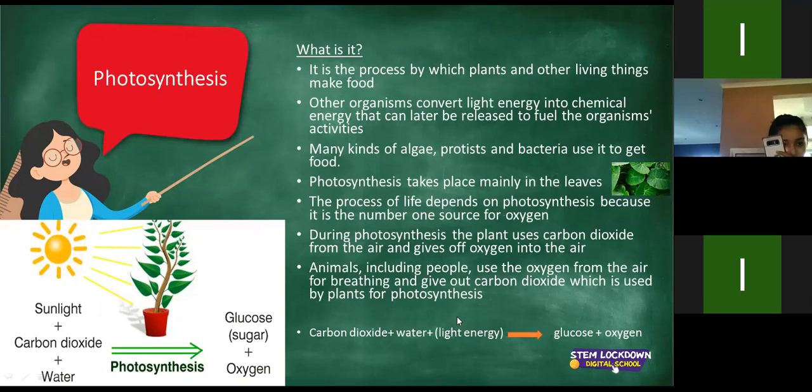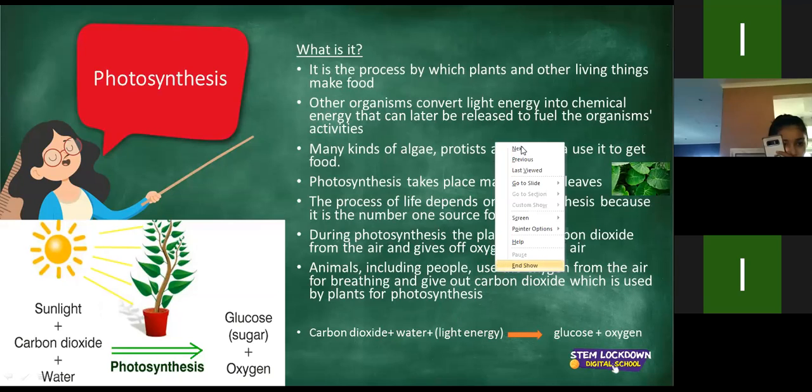Awesome. All right, now here's a little chemical reaction for photosynthesis. Carbon dioxide plus water and light energy, which is the sun, would then equal glucose and oxygen, which is what is actually needed for photosynthesis to take place. Right, let's move on to the next slide.